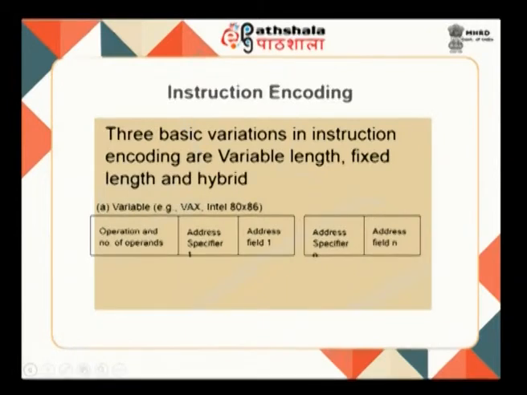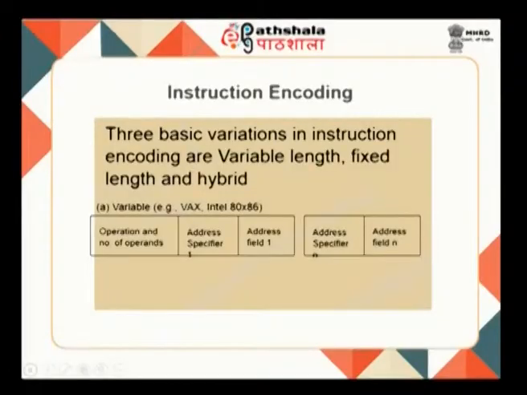Now, once you have decided on the types of operands, their sizes, the different types of instructions and various things like addressing modes, you will have to pack all this in the form of an instruction format. So, you will have to look at instruction encoding. In instruction encoding, you can look at a variable format or a fixed format. There are three basic variations: a variable format, a fixed format and a hybrid format. A variable format gives you a lot of flexibility.